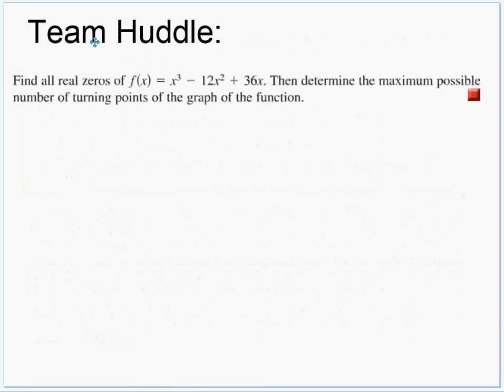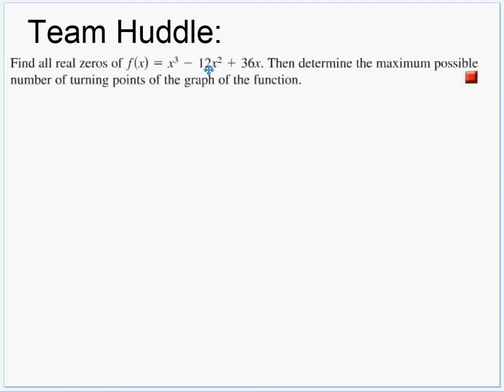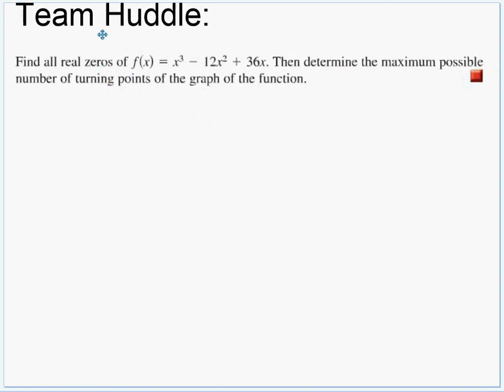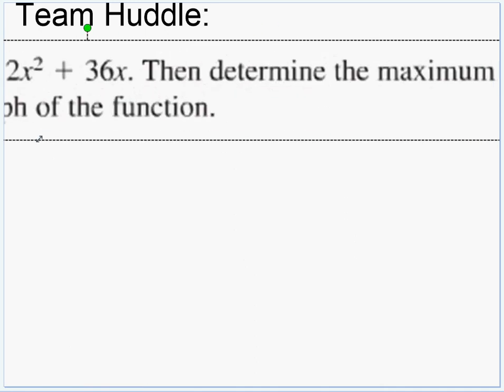Here's a practice problem for you. Find the real zeros by setting this equal to 0 and factoring it. Determine the possible maximum number of turning points of the graph. So pause the video and have some fun, and then check your answer.